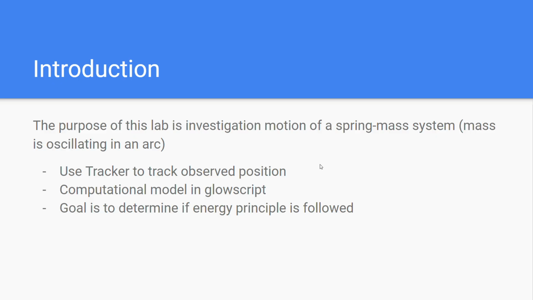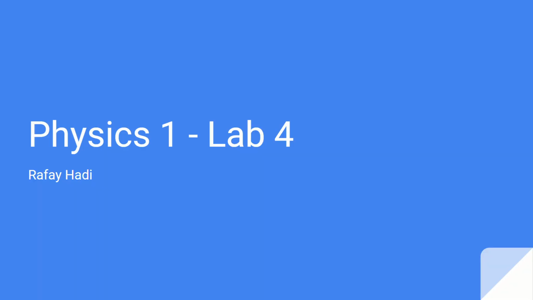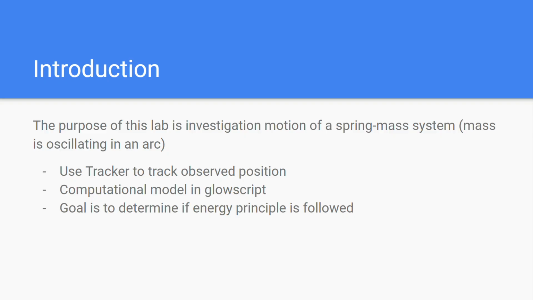So the purpose of this lab is just to investigate the motion of a spring mass system. That's to say that we have a mass that's oscillating in an arc. We're going to use Tracker to track the observed position. I've coded a computational model using some of the code that they provided using GlowScript.